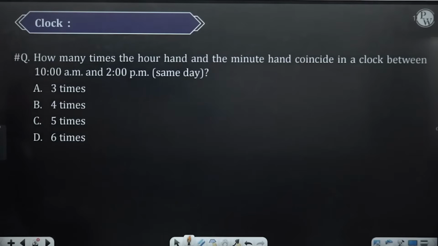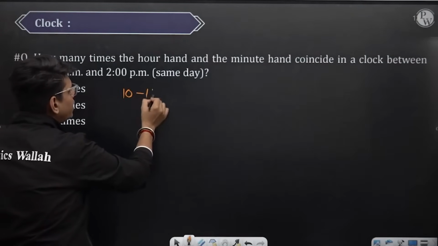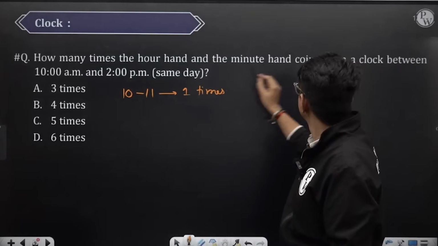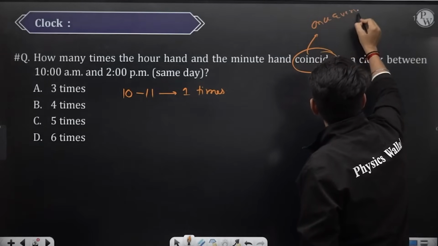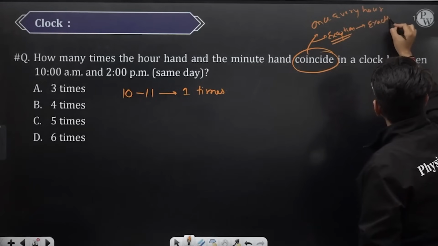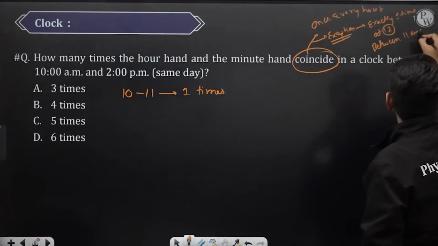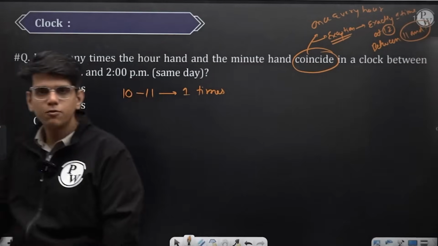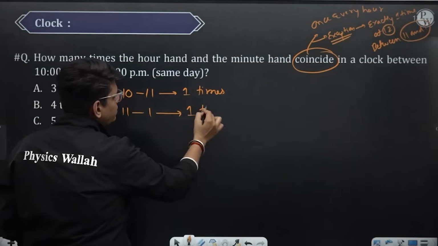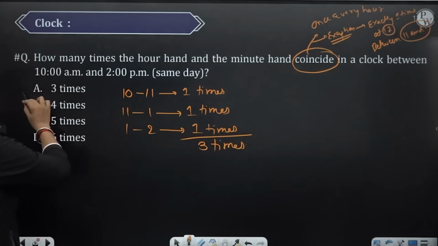Now next thing is this: how many times the hour hand and the minute hand coincide in the clock between 10 and 2 p.m. So from 10 every hour from 10 to 11 one time. The hour and minute hands coincide once every hour with an exception. Exactly one time at 12 between 11 and 1. Okay, so in total in 12 hours it happens 11 times, once every hour, and between 11 and 1 it happens only once, exactly at 12, right? So from 11 to 1 happens 1 time, and from 1 to 2 it happens again 1 time. So in total we have 3 times, right? So this is the answer for this question.